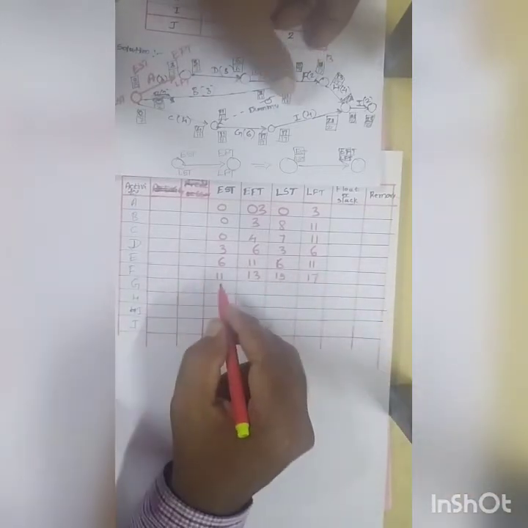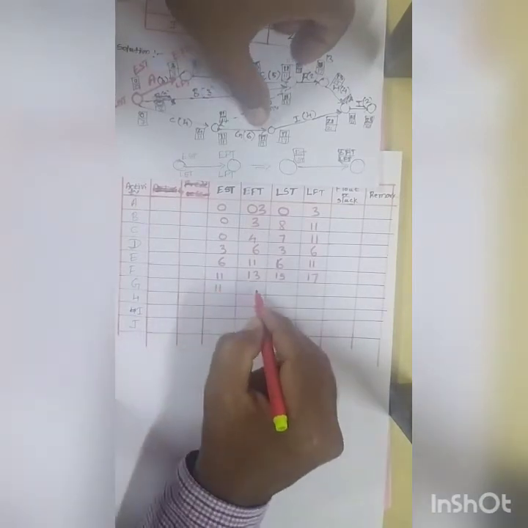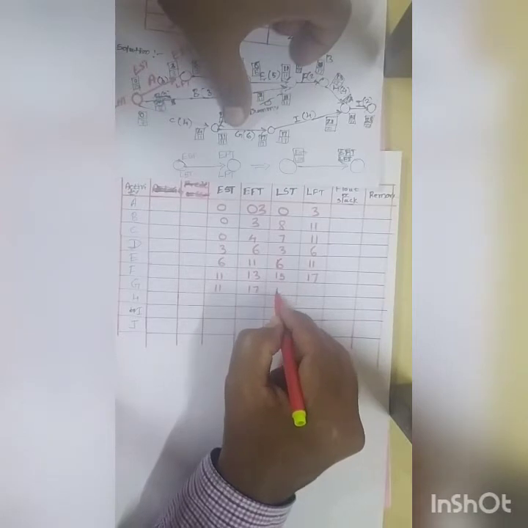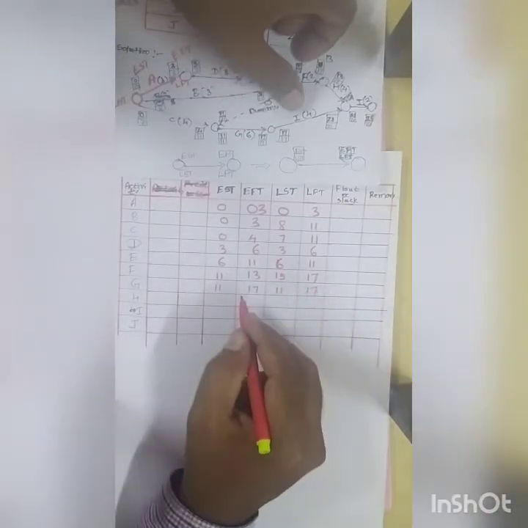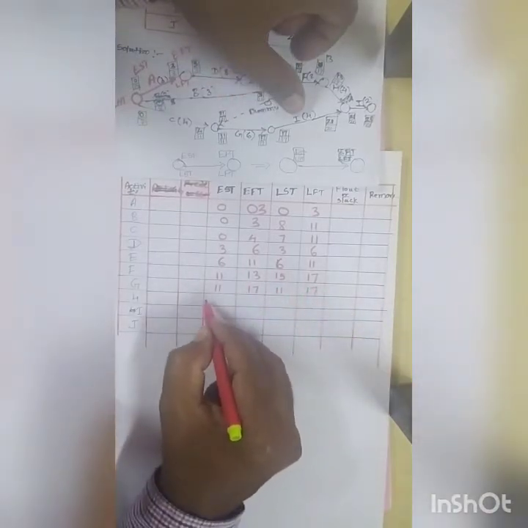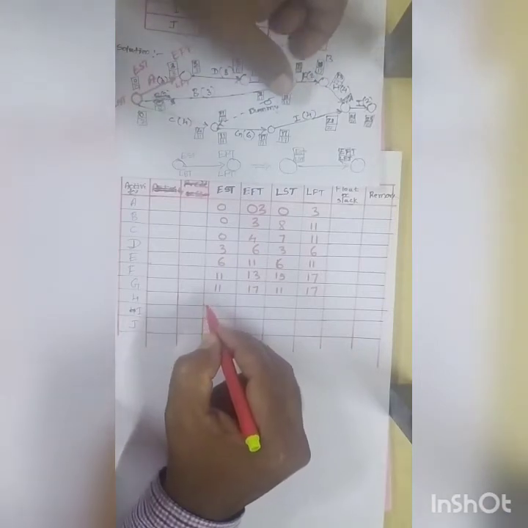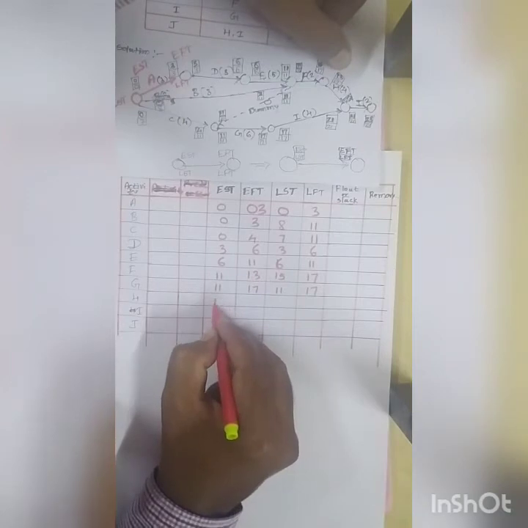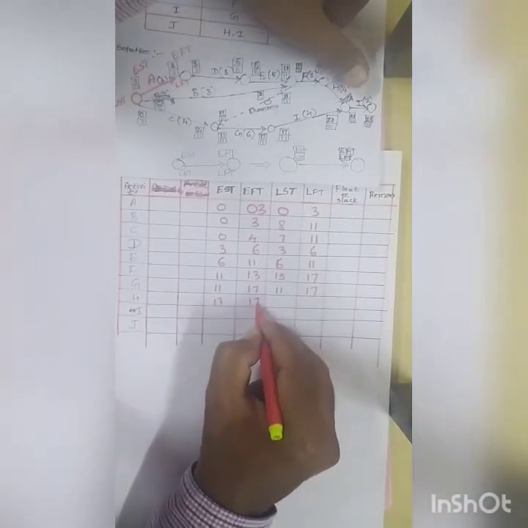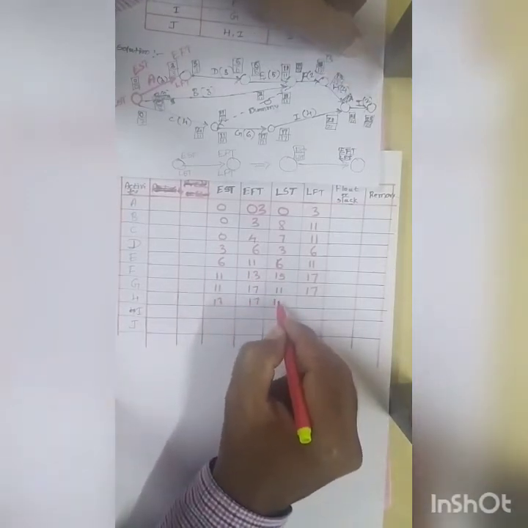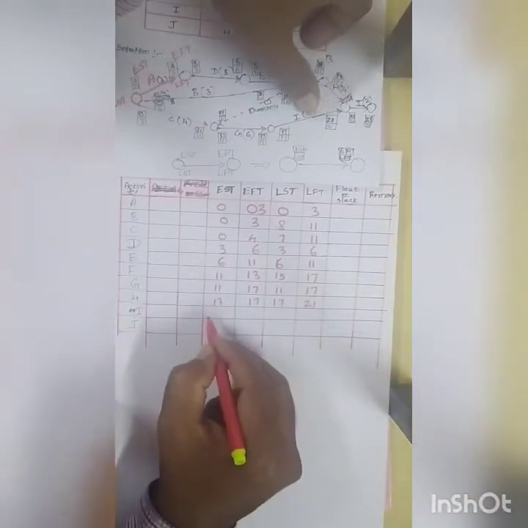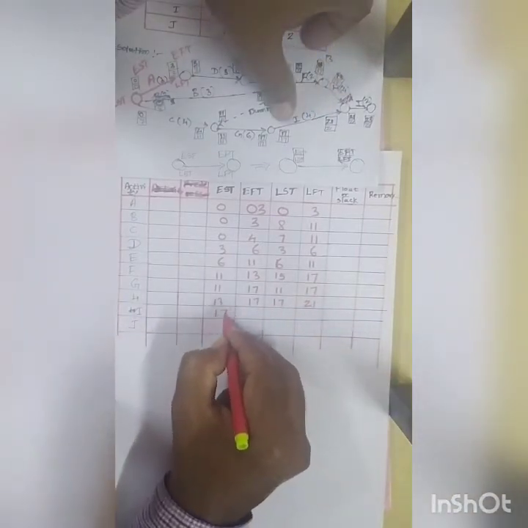Next activity G. Here it is 11, 17. Next 11, 17. Next here is the H activity. Activity H will be 13, 17, 17, 21. Next I, where is it here? 7.